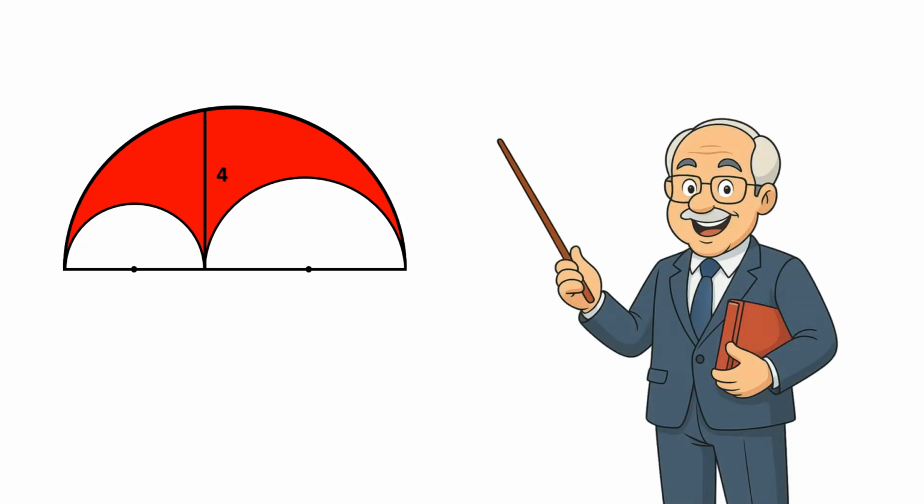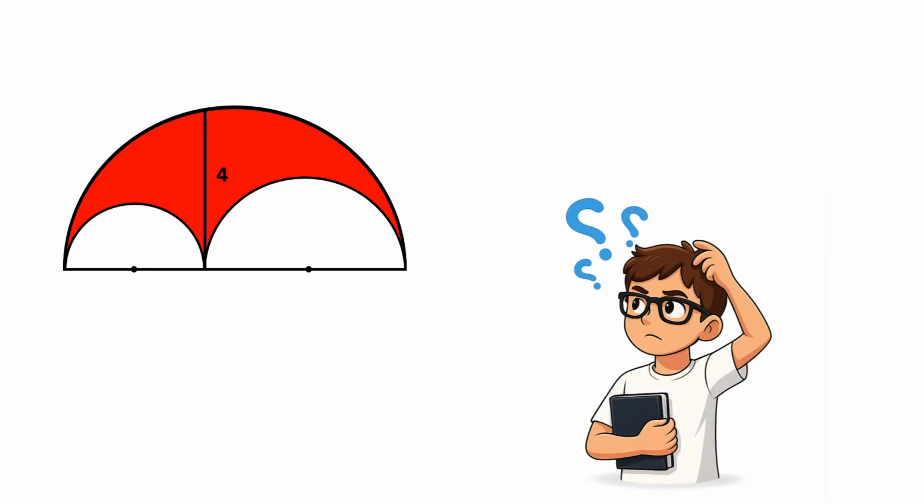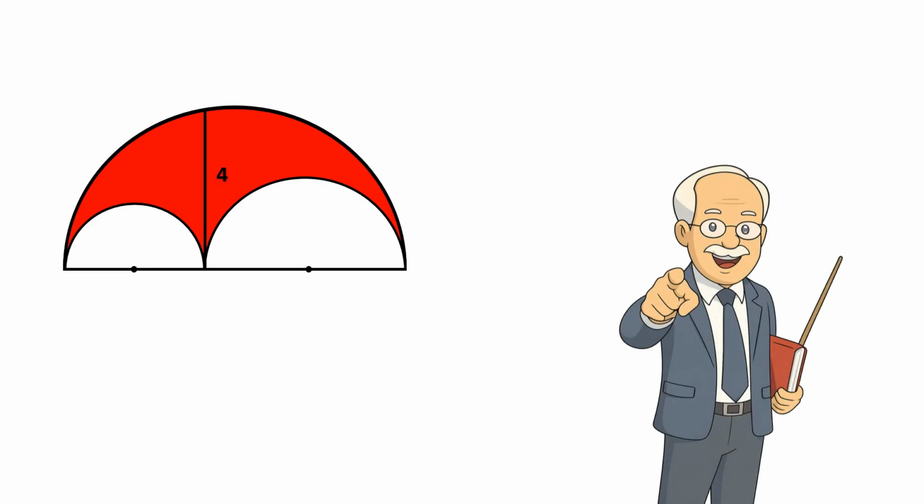Hello everyone! Today we're going to explore a geometric puzzle that, at first glance, looks like it doesn't give us enough information. We're given 3 semicircles placed next to each other and a line segment that is tangent to the 2 smaller semicircles. The length of that segment is 4. The question is, using only this information, can you find the area of the red shaded region? Do you think it's possible? Let's walk through it together, step by step.